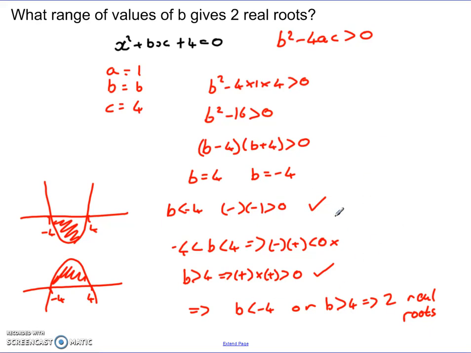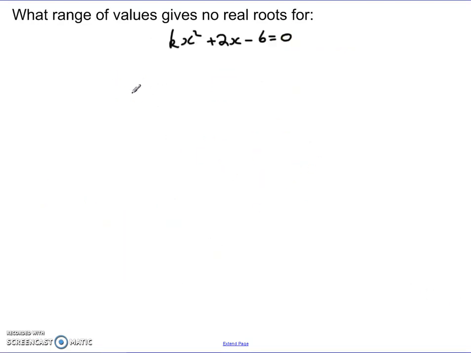Okay, working with these sorts of ones can be a little bit more complex, but think of it in terms of this. Look at it where the changing of the guard is, if you like, where it changes at the roots. So another example for us then, this time we're going to look at no real roots. So what range of values gives no real roots for it when I've got kx squared plus 2x minus 6 equals 0. Now remember, for no real roots, b squared minus 4ac has to be less than 0. So it's got to be a negative value for that.